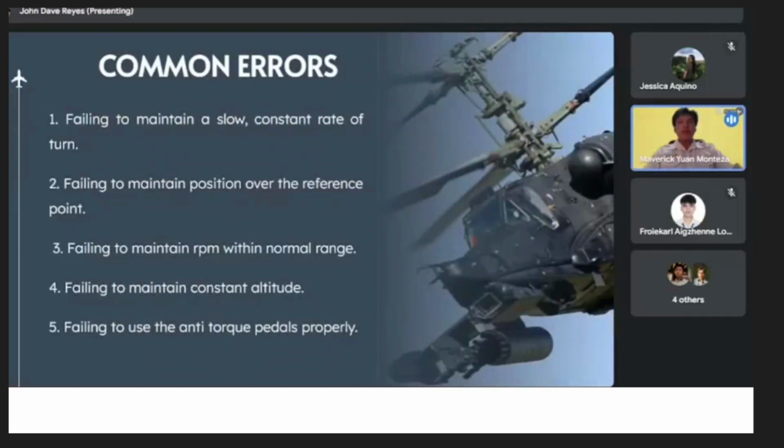Lastly, we have the common errors. For the first common error, failing to maintain a slow constant rate of turn. Second, failing to maintain position over the reference point. Third, failing to maintain RPM.